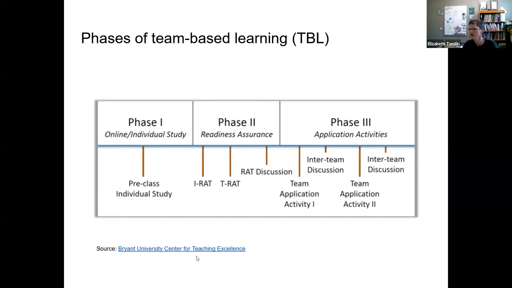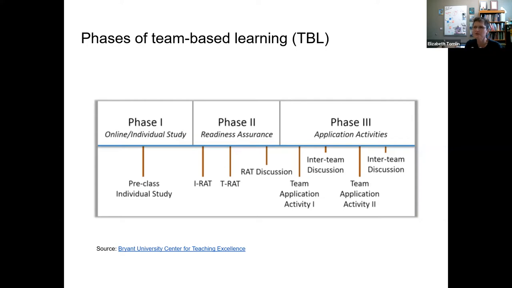Maybe not. All right. So basically, there's sort of three overall phases to a formalized team-based learning class. The first is where students prepare for class. That's where they do pre-class individual study, and I provide materials for them on Canvas. I'll show you a little bit more about that.